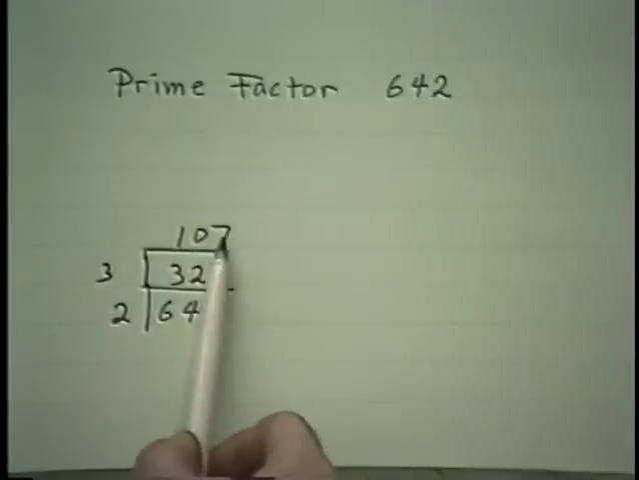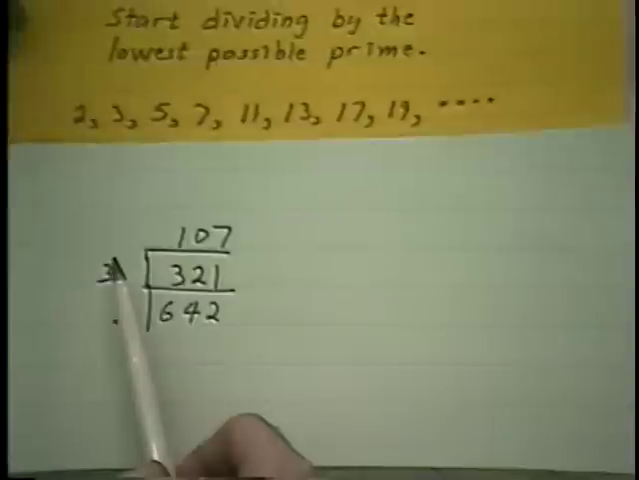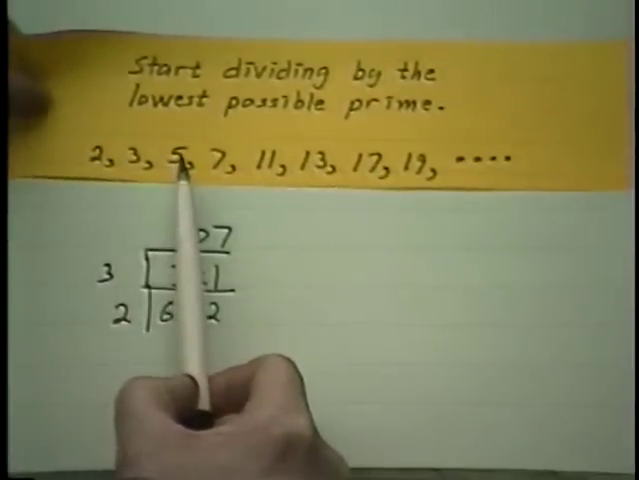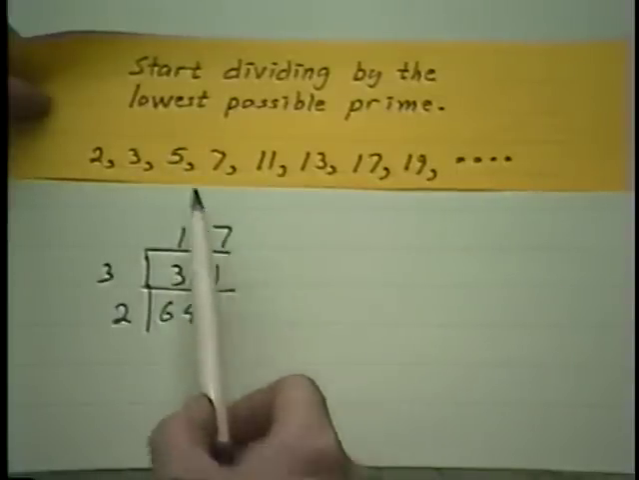1 and 7 is 8. 3 won't go into that, so we know we've used 3 as much as it can be used. Going to the next highest prime, it's 5. That's not 0 or 5, so 5 won't go in.